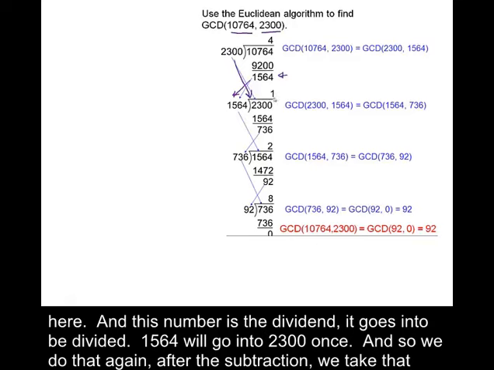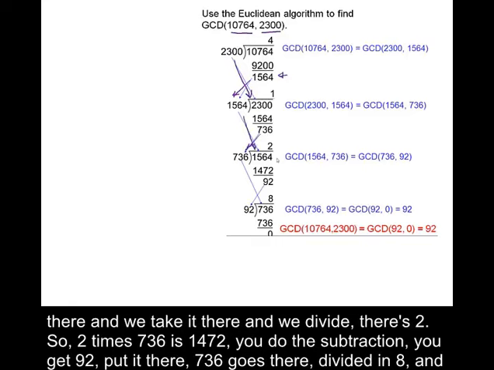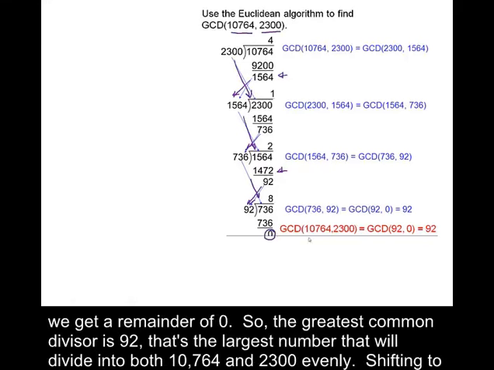1,564 will go into 2,300 once. So we do that again. After the subtraction, we take that there and we take that in there and we divide. There's 2. So 2 times 736 is 1,472. You do the subtraction, you get 92. Put it there. 736 divided by 92 goes in 8 times, and we get a remainder of 0. So the greatest common divisor is 92.